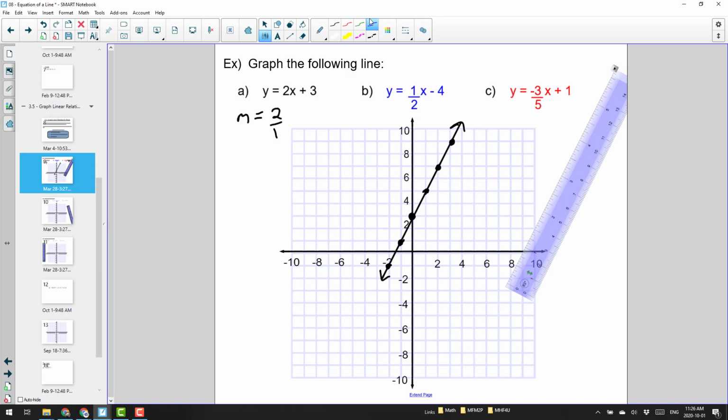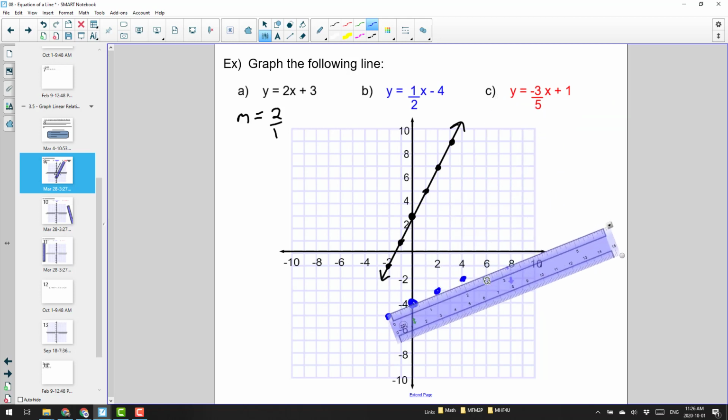We can see here our y-intercept is -4, so my first point is going to be here on the y-axis at -4. My slope is 1/2, so rise of 1, a run of 2. So I'm going to go up 1 over 2, and there's my next point. Up 1 over 2, there's another point. I could go in the other direction. Down 1, left 2, like that. And again, very quickly, there's my line.